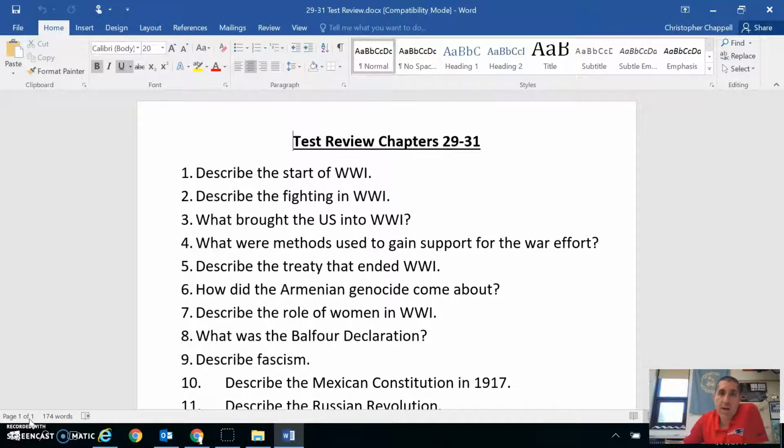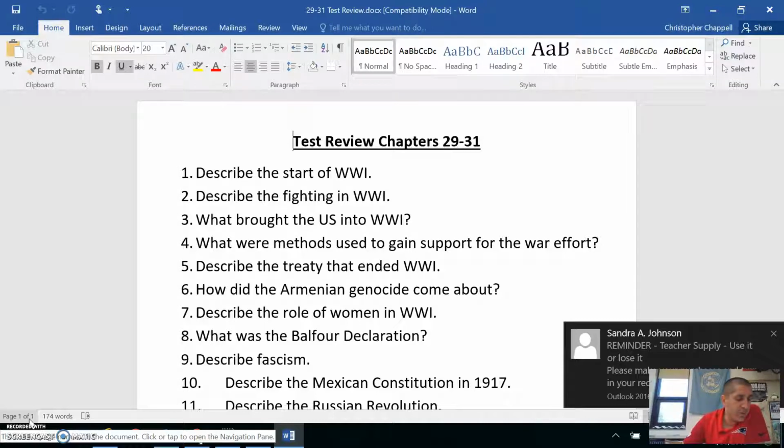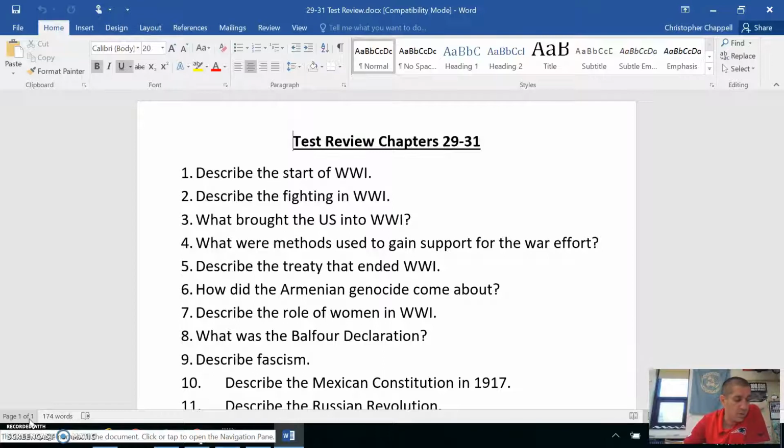Number three, what brought the United States into the war? The Zimmermann telegraph. Be familiar with that. But more, it was German submarine attacks on merchant ships. Number four, the methods used to gain support for the war effort. Know about war bonds, employment of women and Africans, and writing poetry to instill nationalism and pride, which are all results.